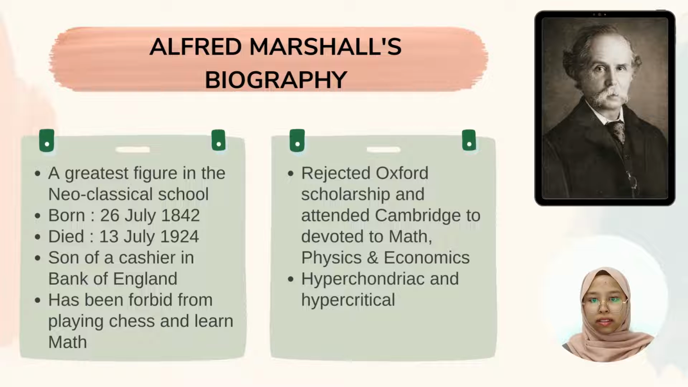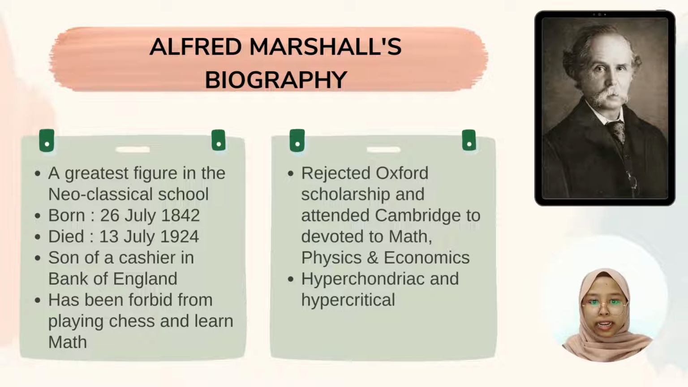His father always overworked him with studies until he made Alfred promise never to touch chess and math. He forbade his son to play chess because he said it is a waste of time, and he also tried to banish maths from Alfred's life since it was irrelevant to the ministry which the father had picked for his son's life. However, once Alfred Marshall grew up, he found interest in math, physics, and economics, which made him reject an Oxford scholarship, and instead he attended Cambridge to devote himself to mathematics, physics, and economics.